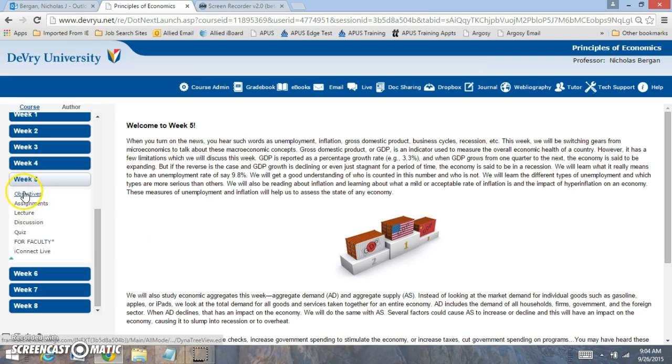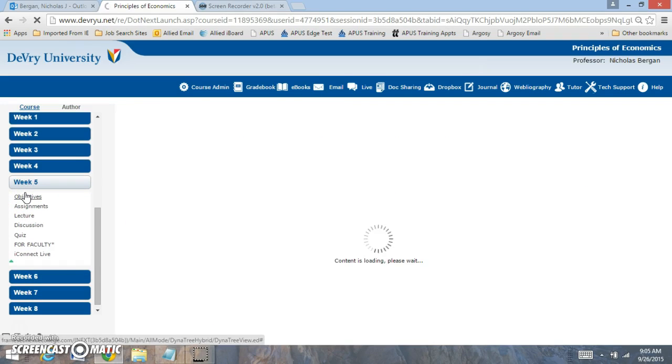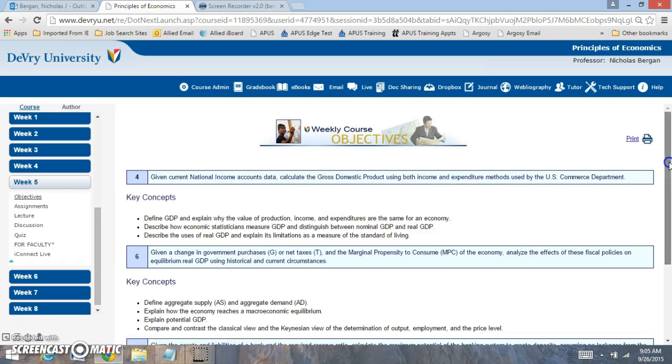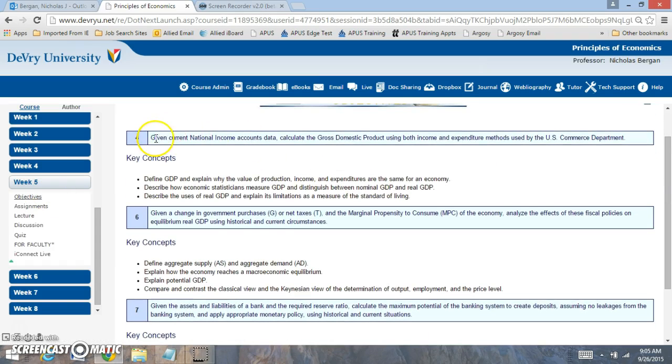So for this week, you have our objectives right here. We click on objectives. The objectives are these terminal course objectives that you need to make sure that you focus on, because this is where the quiz questions and the final exam questions will come from.